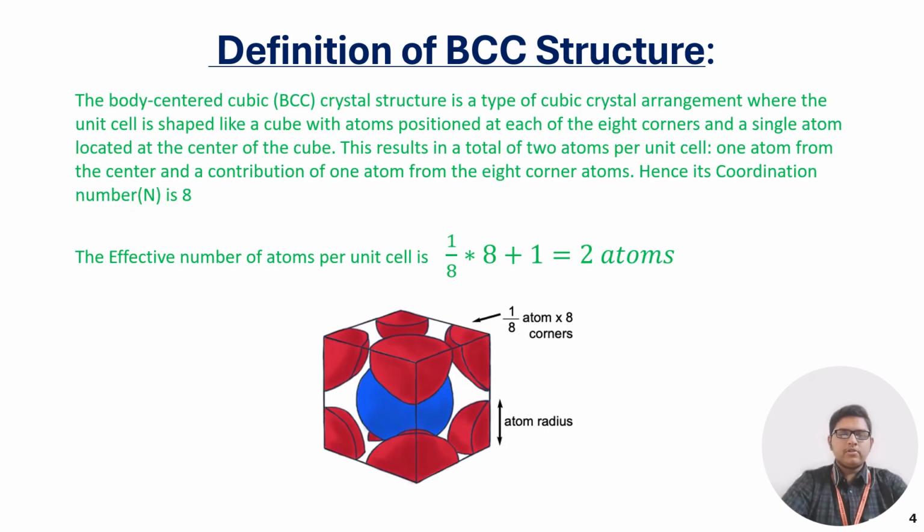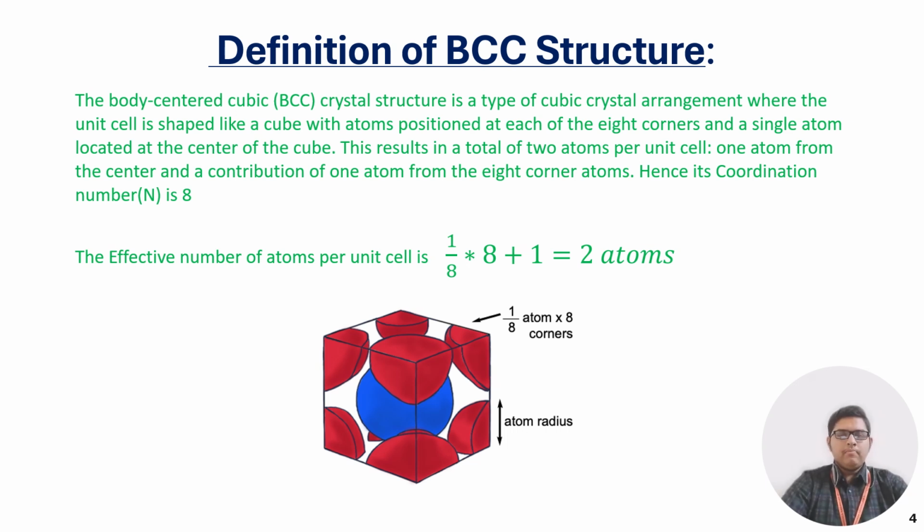Definition of BCC structure. The body-centered cubic structure is a type of cubic crystal arrangement where the unit cell is shaped like a cube with atoms positioned at each of the 8 corners, and a single atom is located at the center of the cube. This results in a total of 2 atoms per unit cell: one atom from the center and a contribution of one atom from the 8 corner atoms. Hence its coordination number N is 8.